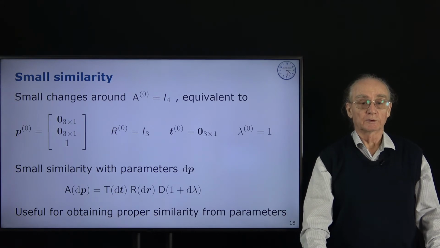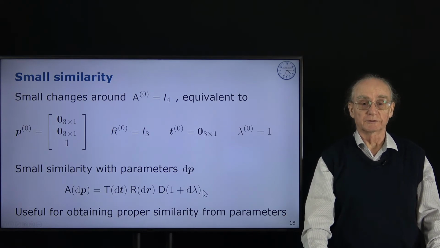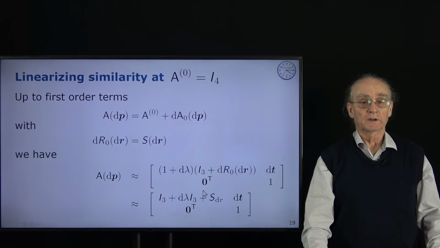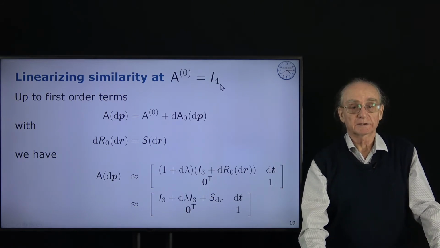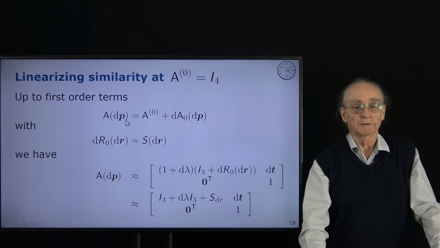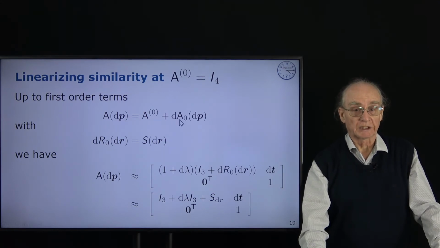This is very useful if we want to describe the similarity as a function of these 7 parameters, if we want to do it rigorously. Now, if we linearize at the unit matrix, we have up to first order terms. The nonlinear description of the similarity is the approximate similarity, which is the unit matrix, plus some change depending on these parameters. Now, how does this matrix dA look like? So it's a differential change of the similarity at 0 change, depending on these parameters.